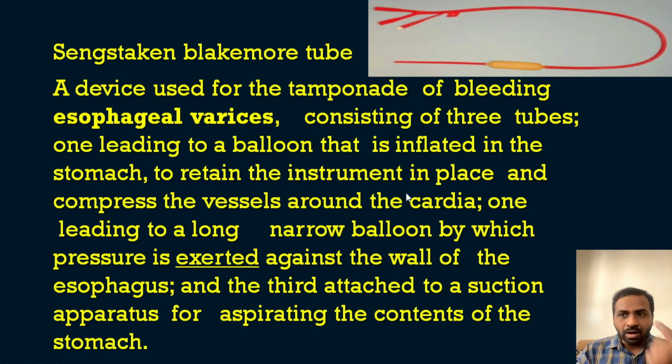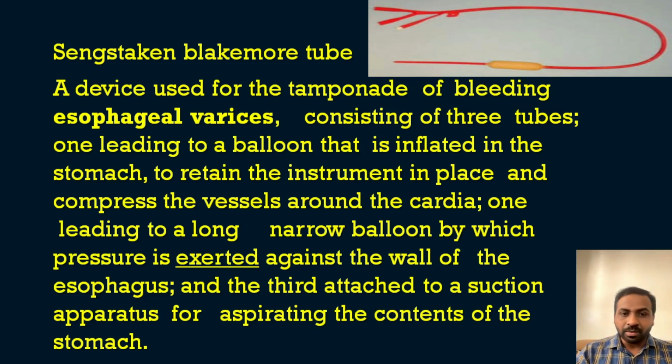And one more tube is there. One tube I told the purpose of, and the other tube is leading to a long narrow balloon. You can see the balloon here, a long narrow balloon by which pressure is exerted against the wall of the esophagus. We know that bleeding varices will be there, so if we can identify the position of the bleeding, this balloon can be inflated at that point, and thus it can arrest the bleeding.